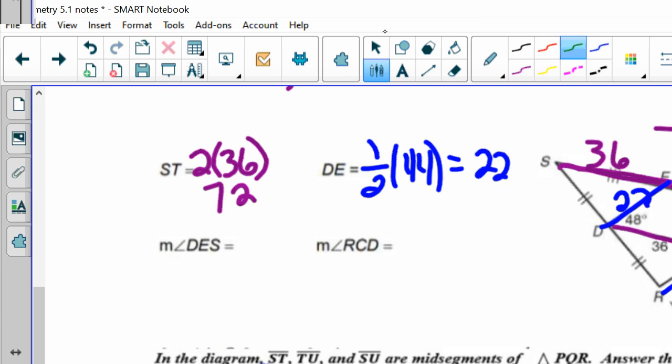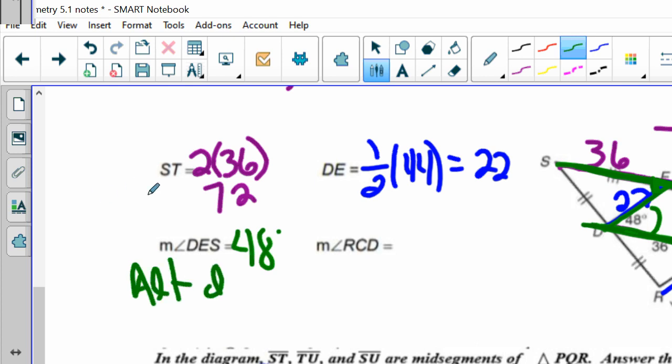Now we want the measure of angle DES. So the measure of angle DES, that's this angle right here. So let's look at what we have. We have parallel lines this way, and we have parallel lines this way. If I look at these two parallel lines, then I see this angle and this angle are alternate interior angles. We know alternate interior angles are congruent, so 48 degrees by alternate interior angles.